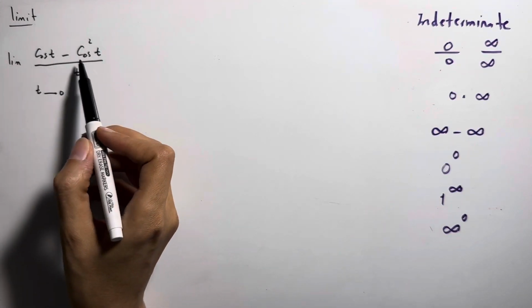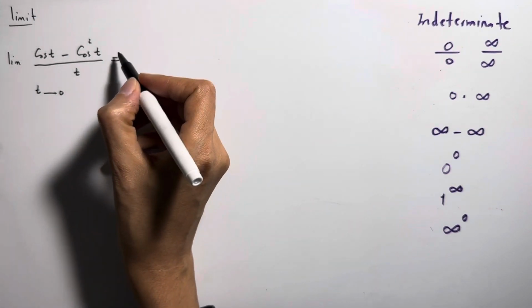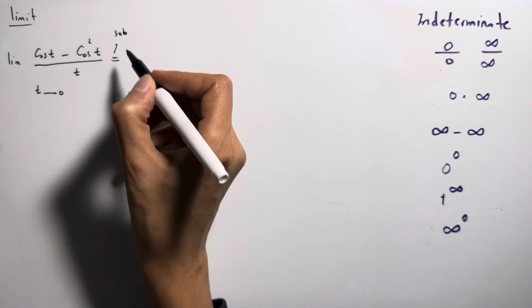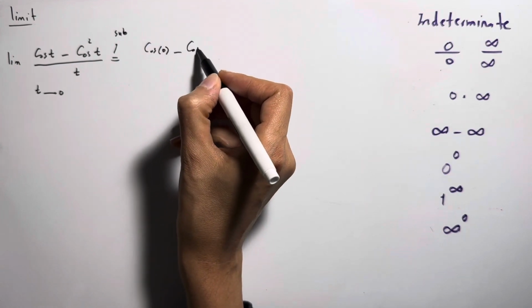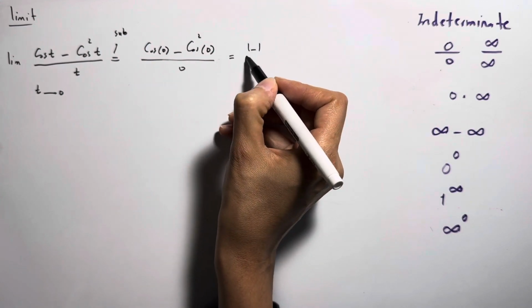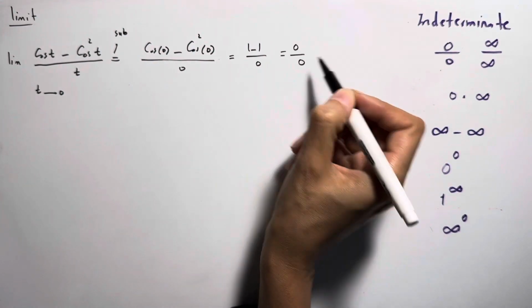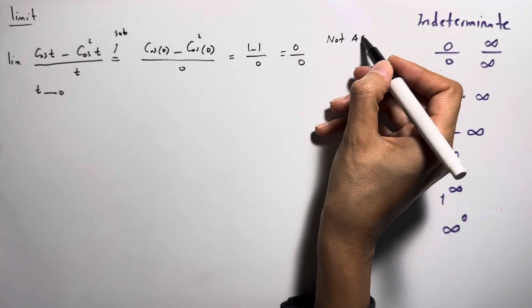Limit of cosine t minus cosine squared of t divided by t as t goes to 0. As usual, we start by direct substitution. You get cosine 0 minus cosine squared 0 divided by 0, or 1 minus 1 divided by 0, which is 0 over 0, an indeterminate form. So it is not acceptable.